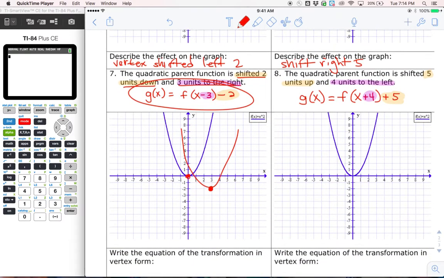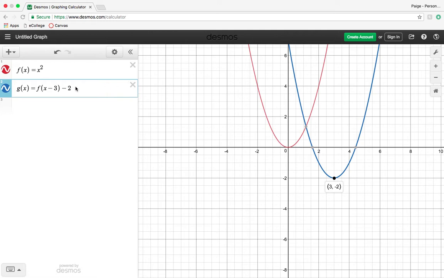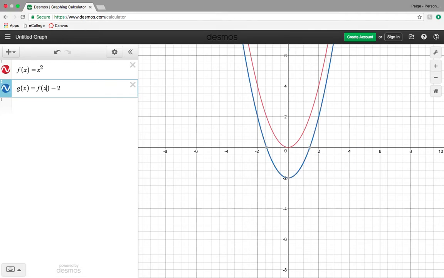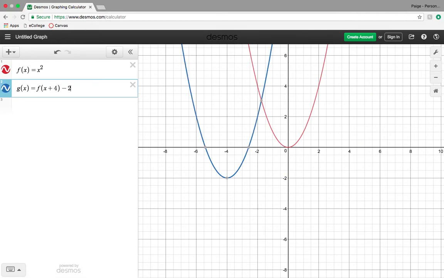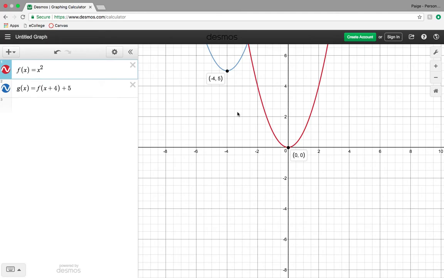All right, +5. And let's test it here in my calculator in Desmos. We're going to put in a +4, and then we're going to put in a +5. And this moved me 4 units to the left, and it moved me 5 units up. Right, from my original vertex at 0, 0.